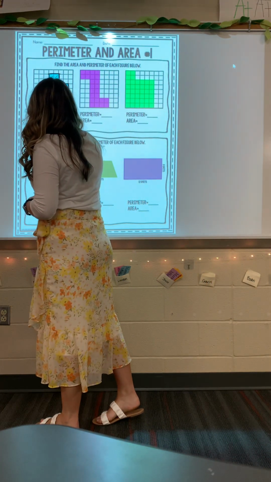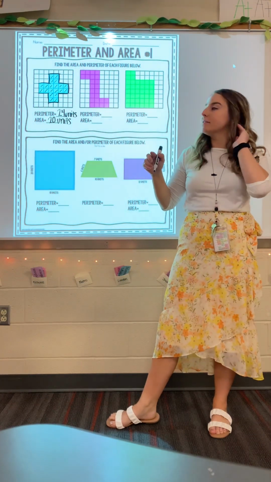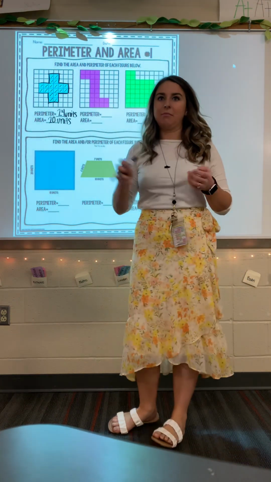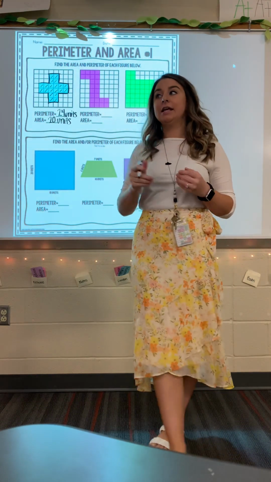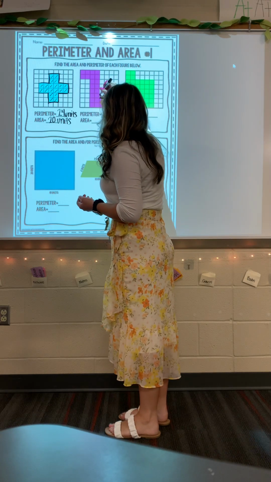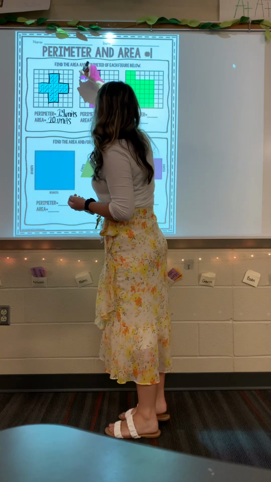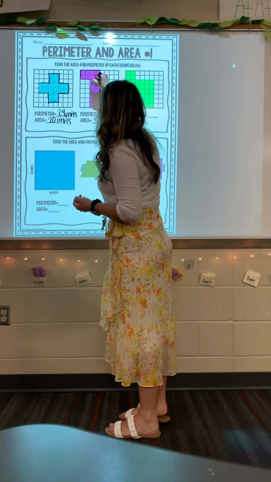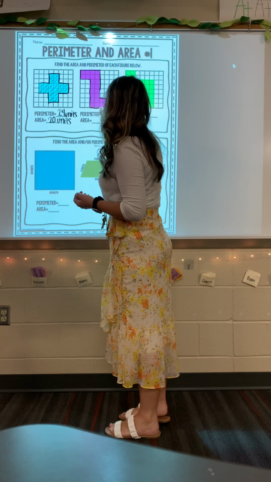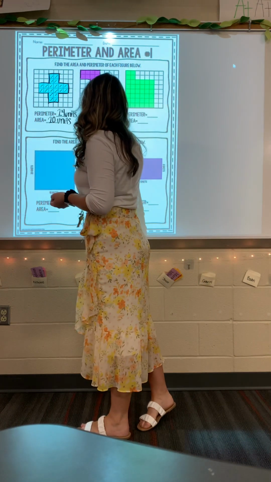Okay. So now that I showed you how to do the first one, let's do the second one together. So again, if I'm asked to find the perimeter of this irregular shape, we're going to count along the outside of the shape and figure out how many units it would take for the length of the outside. So we have 2, 4, 6, 8, 10, 12, 14, 16, 18, 20, 22, 24, 26, 28. So what's my perimeter? My perimeter would be 28 units.